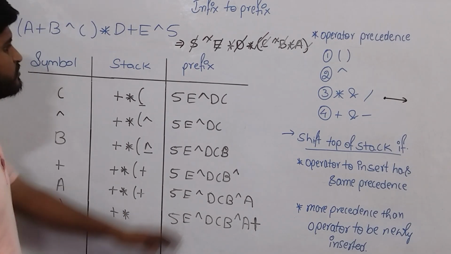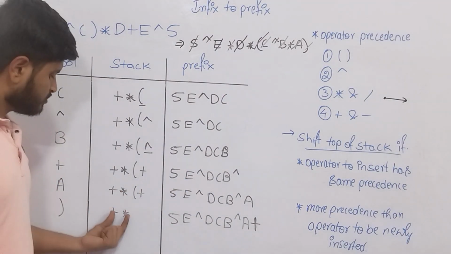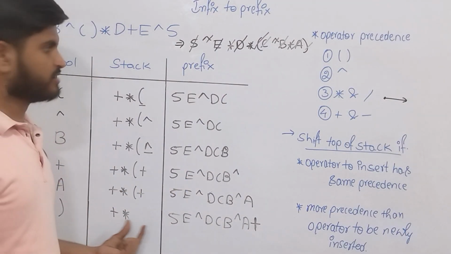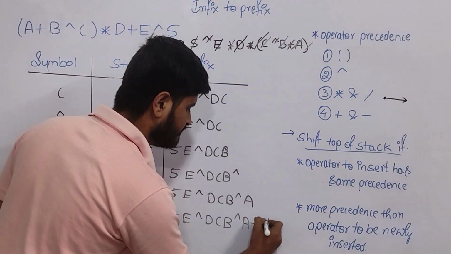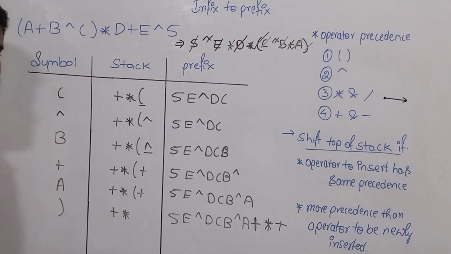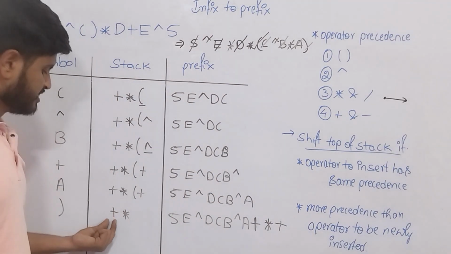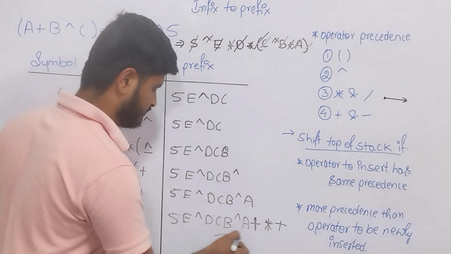Now if you see, there is no value to insert. So this will end here. So now I must empty the stack because there is no element to insert. So I must write the multiplication star, then I will write plus. First you must write multiplication, then you must write the plus, like this. Now this is the final value.